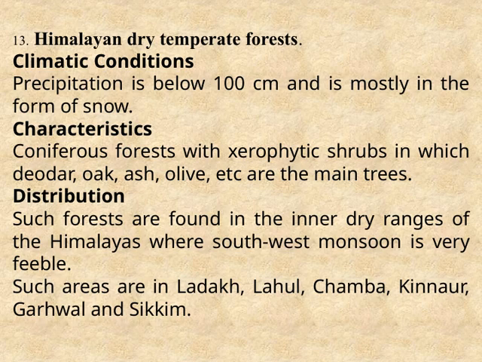When it comes to distribution, these forests are mainly found in the inner dry ranges of the Himalayas. They are situated where the southwest monsoon's influence is quite weak, meaning the region doesn't receive heavy rainfall typical of other Himalayan areas. Specifically, you'll find these forests in places like Ladakh, Lahul, Chamba, Kinnaur, Garhwal, and Sikkim.